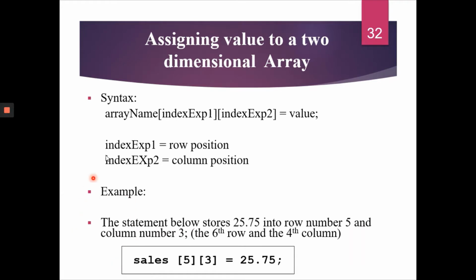When you want to assign value to your two-dimensional array, this is the syntax. You have to put the array name and you have to give the row position and also the column position, equal to whatever value you want to assign. For example, this statement stores 25.75 into row number 5 and column number 3. When we say row number 5, it is actually the 6th row, and column number 3 is the 4th column, because our index starts from 0. So sales row 5 column 3 equals to 25.75.